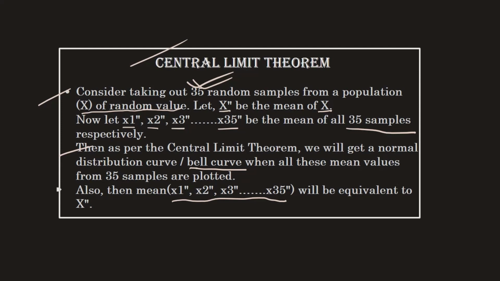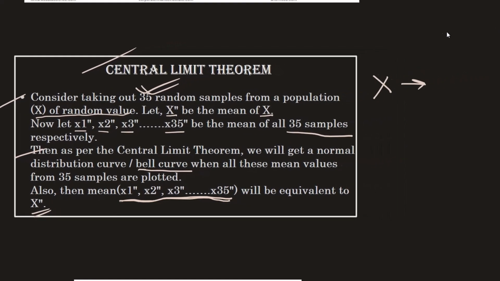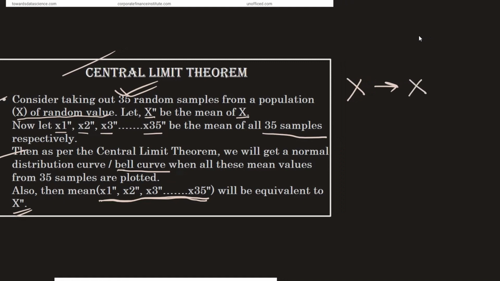And another interesting thing is the average from all these mean values will be equivalent to X dash, which is nothing but the mean of our population. If you are still not clear on this, let me give you another example. Let's say that we have a population X and the mean of this population or data set is X dash.